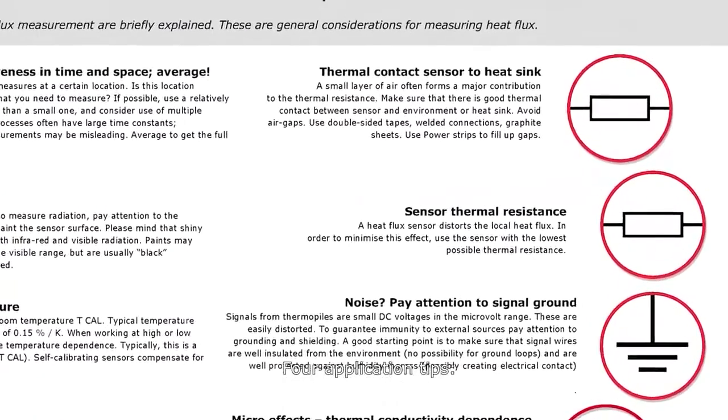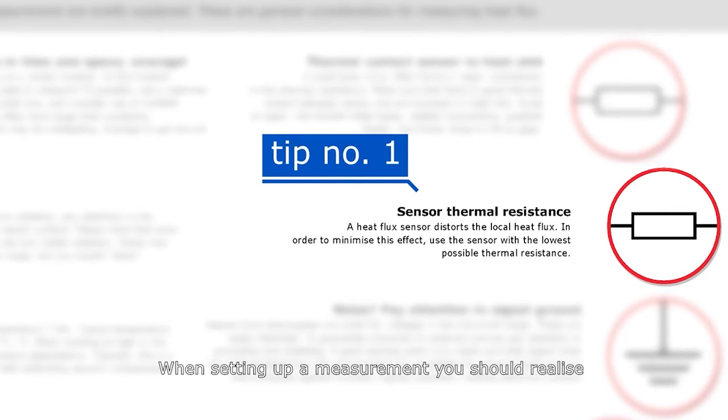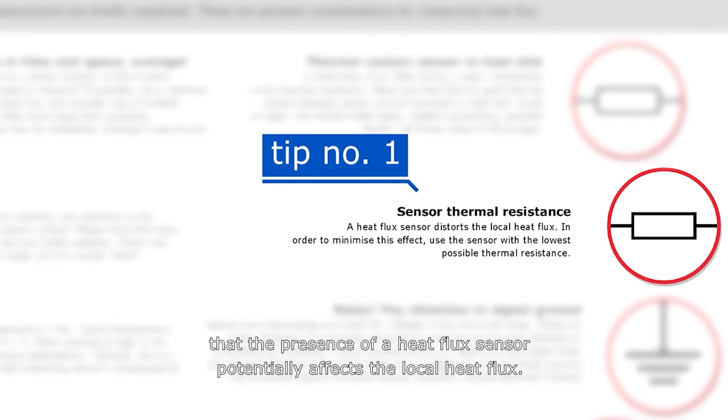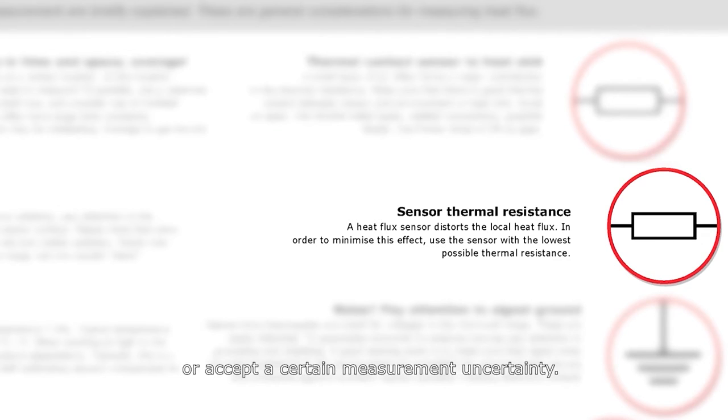Four application tips. Tip number 1. When setting up a measurement, you should realize that the presence of a heat flux sensor potentially affects the local heat flux. You can estimate and correct for errors or accept a certain measurement uncertainty.